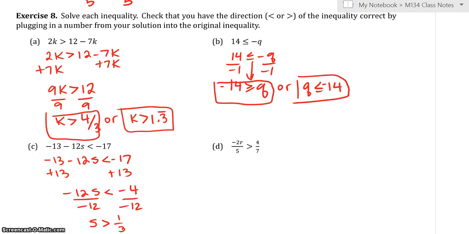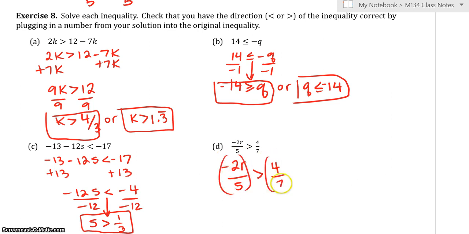Finally, C, add 13. And then divide by -12. When you divide by a negative, again, you flip the direction of the inequality. And then I reduced. This one I'm going to go ahead and do for you because of the fraction. Don't get too worried about the fraction. You can make these decimals.